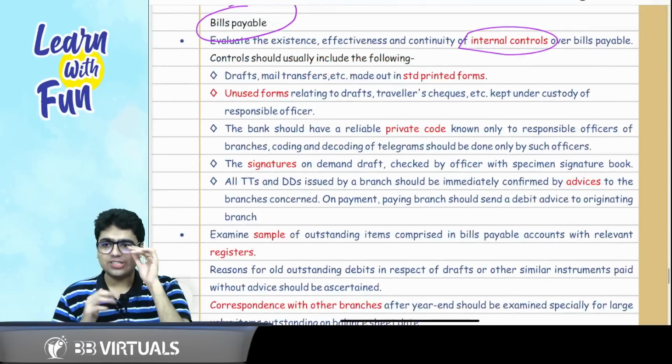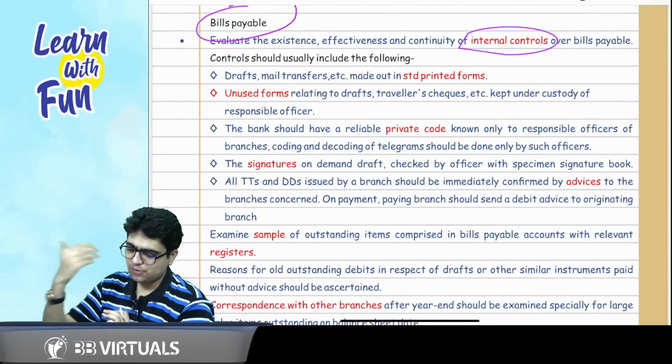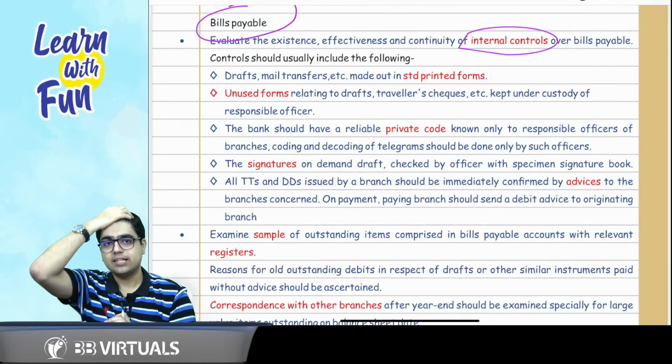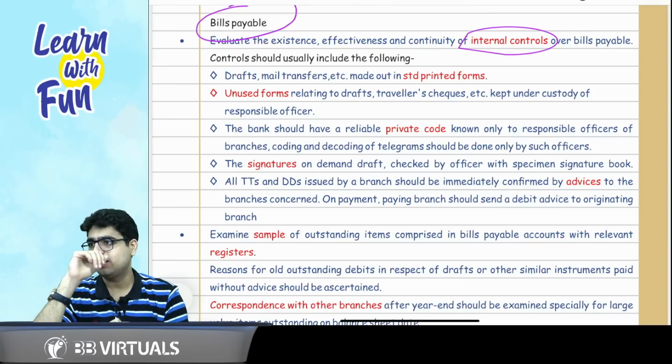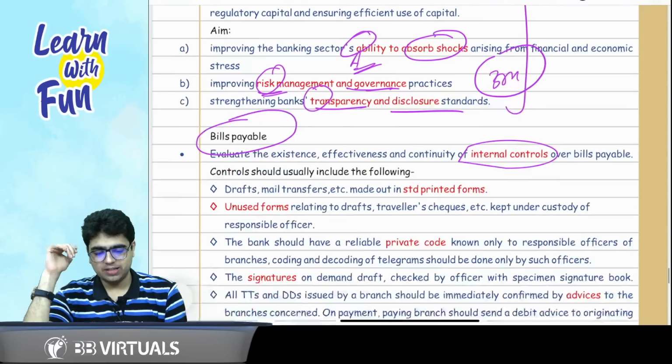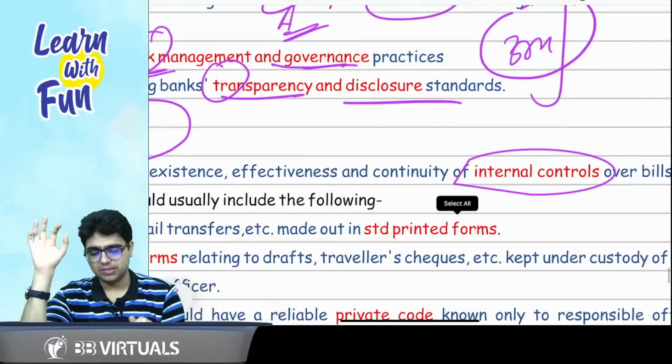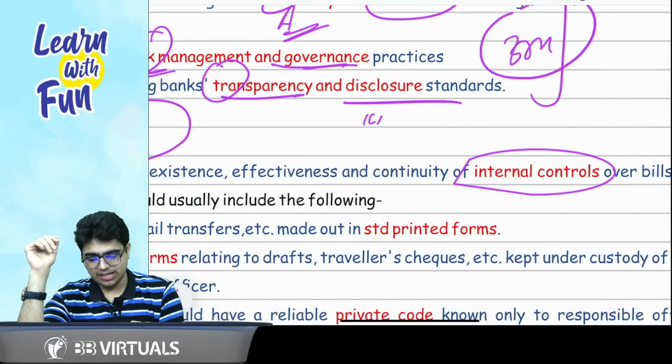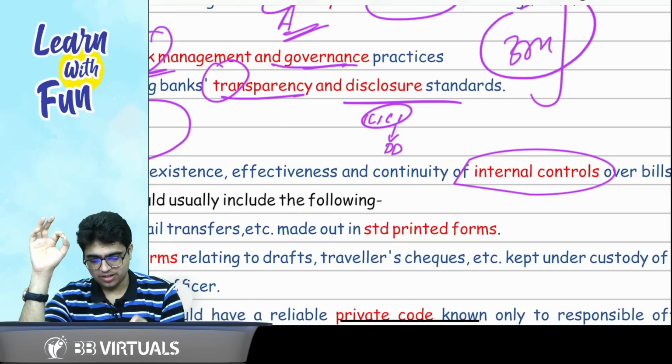For bills payable, you need to check the internal control. So what are the internal controls that we need to check? Please remember, what is bills payable? Let's understand through a small example. I contacted my bank, ICICI Bank. They issued me a demand draft. What did I do? I paid them money.